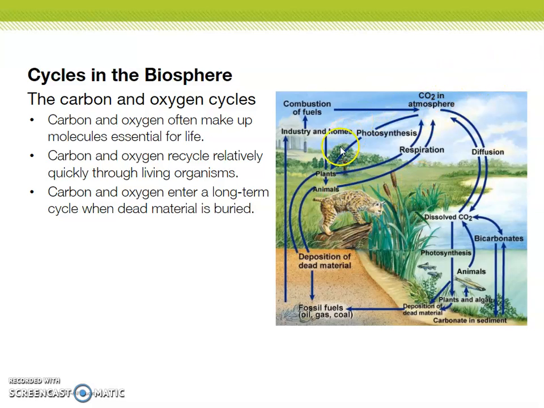Here we have a diagram showing the movement of those gases. Okay, CO2 up here in the atmosphere, dissolved CO2 in the water. Same thing with oxygen. Oxygen is constantly being put back into the atmosphere by plants. All right, animals are always breathing carbon dioxide out, and it is a cycle that goes around and around.